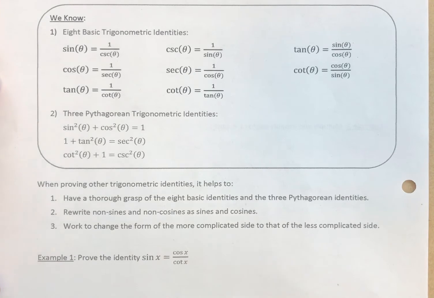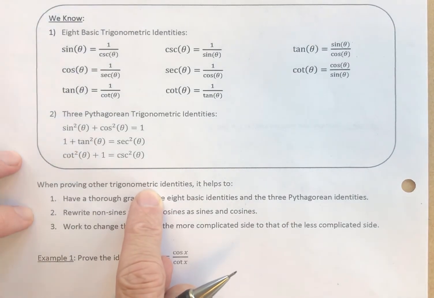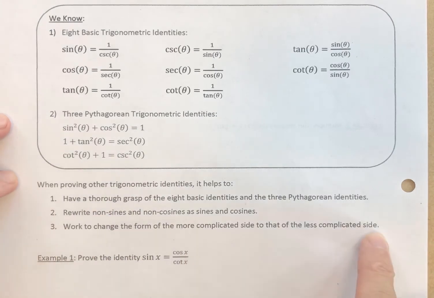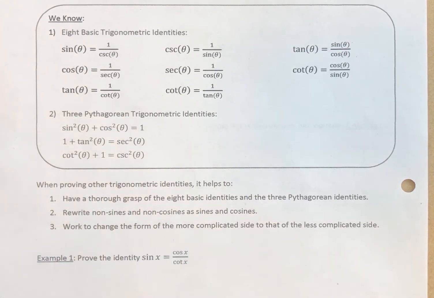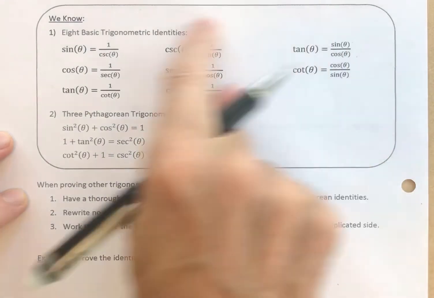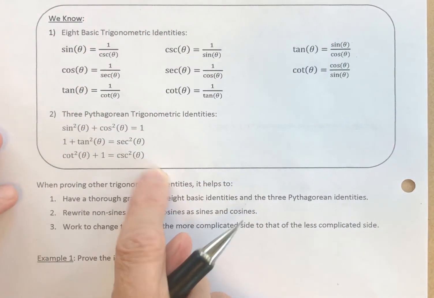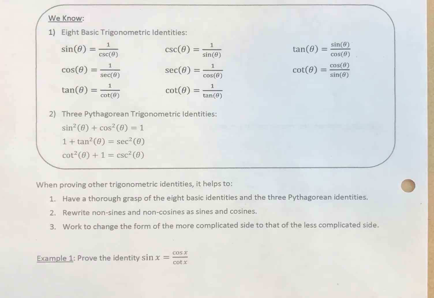In general, when you're proving other identities, the following 3 things help. These following 3 things will help you. Number 1, you really want to have a thorough grasp of these 11 up here, because that's key to making changes to things you see and to recognizing where you might want to go with your proof.